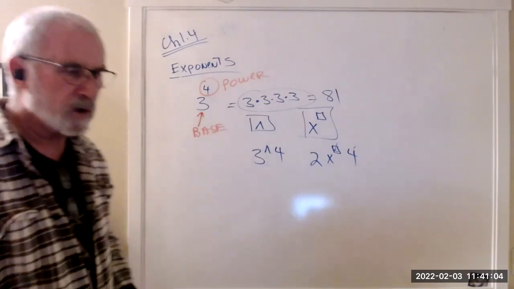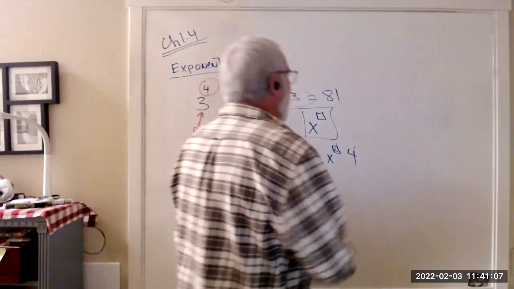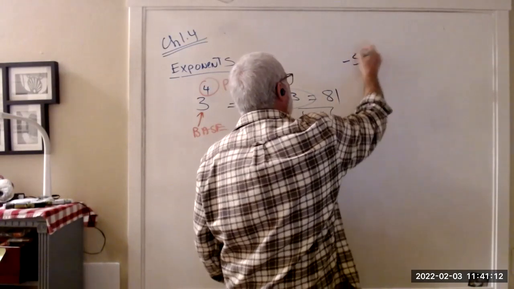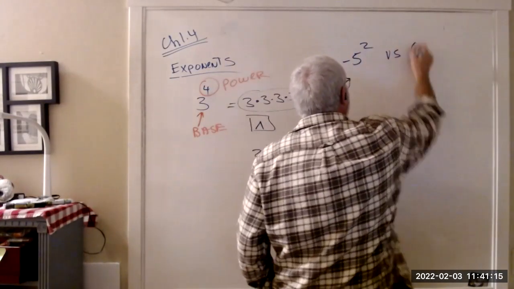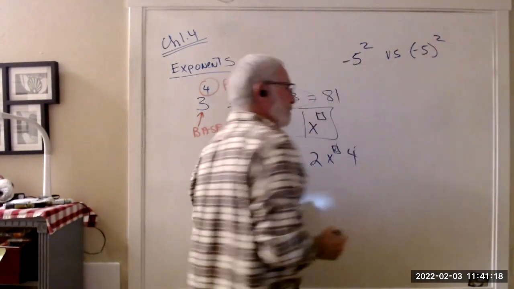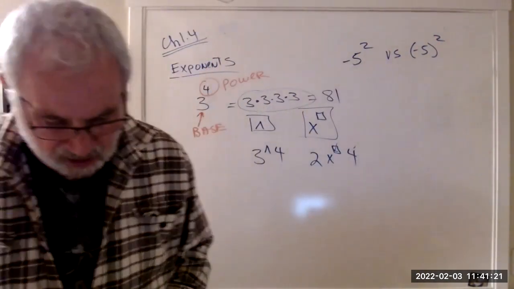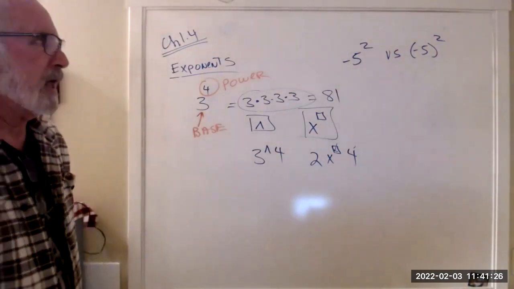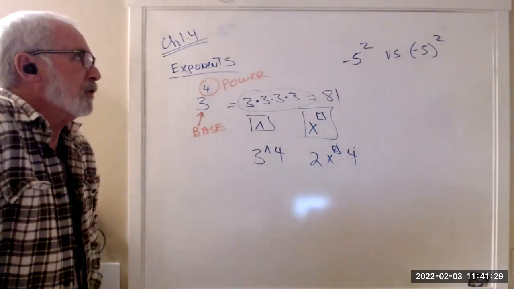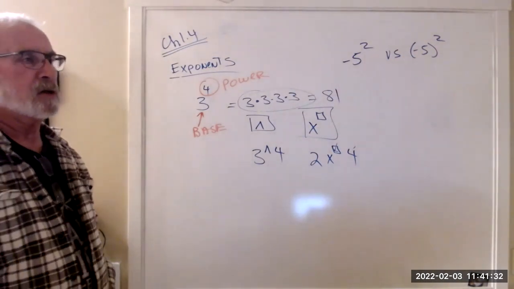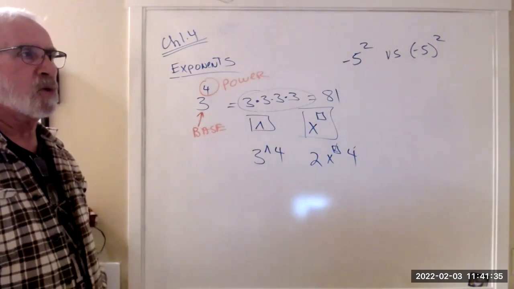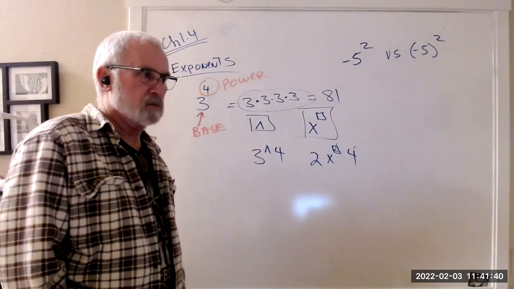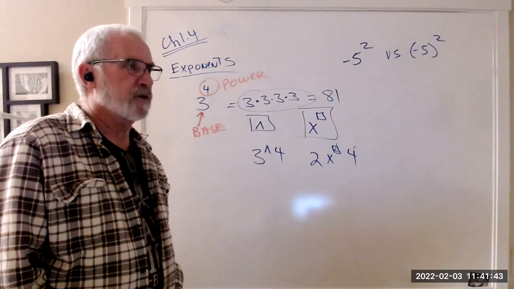So we got exponents. One of the things I did last night is I asked the question, what's the difference between -5 squared versus (-5) squared? That type of problem, almost exactly that one, will show up on the chapter 1 quiz, and I made sure that it'll show up on exam number 1. Okay, check your calendars for those.